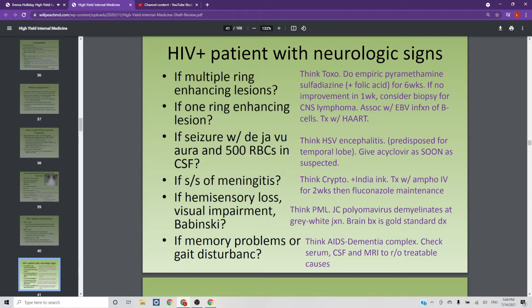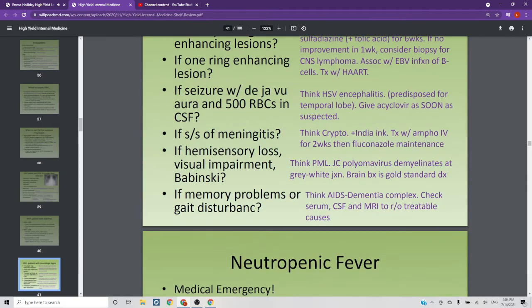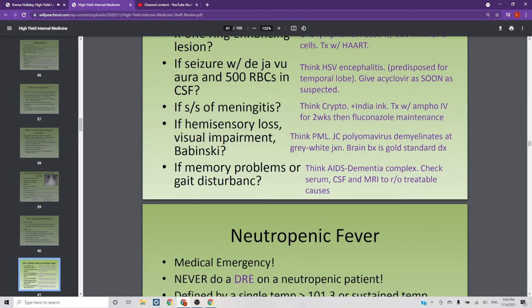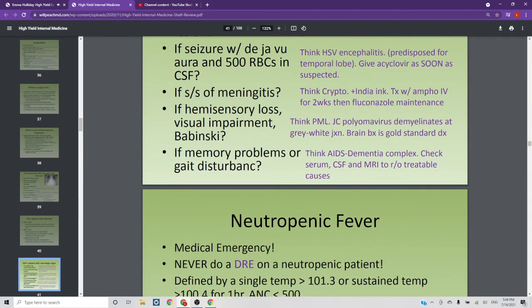What if our HIV patient has hemisensory loss, visual problems, and a Babinski? Kind of sounds like MS. These patients present with a picture that looks like multiple sclerosis. That's associated with a virus. AIDS patients get it. Think back to Dr. Krolik back in the day. It's PML, the JC polyoma virus.